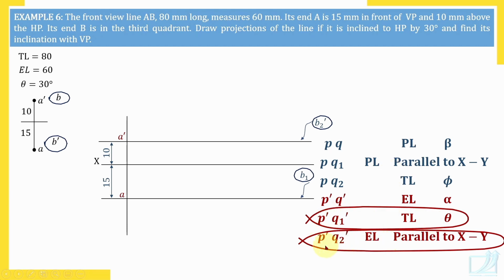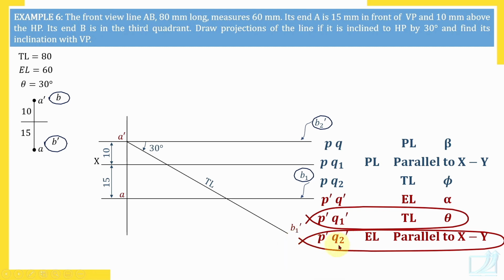So let's draw P dash Q2 dash. In this case, of course, we can say A dash B2 dash. So let's draw A dash B2 dash. So here it is A dash, and we want front view of the other end below XY line. So A dash B1 dash, 80 millimeter long line at an angle 30 degrees, because that is angle theta, and label immediately this end B1 dash.